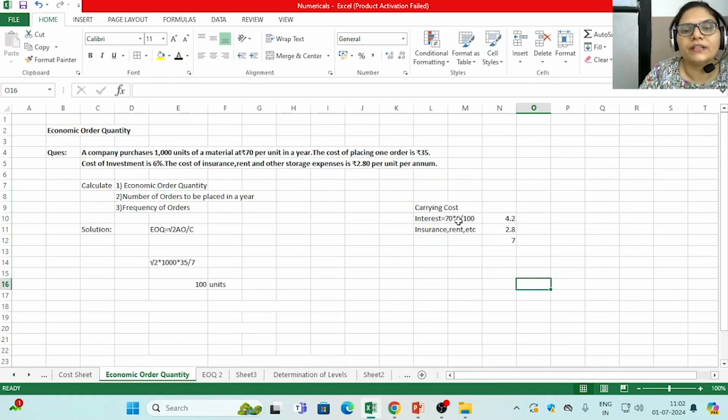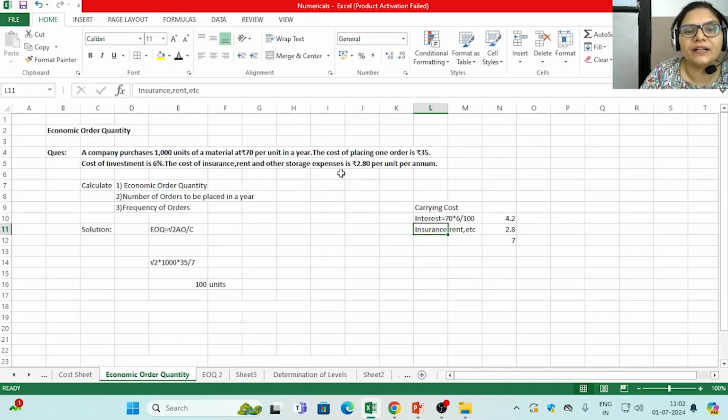Carrying cost, interest, which has been calculated. Rupees 70 is, as we all know, we always calculate carrying cost on a per unit basis. Rupees 70 into 6 by 100. Rupees 70 is the price per unit. Cost of investment is given as 6%. So interest is calculated as 70 into 6 divided by 100, which will give you the value of 4.2.